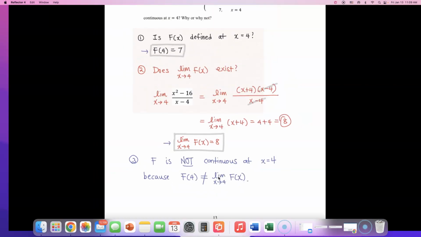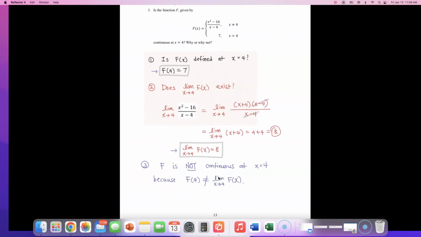On your exam, show me these 3 parts. Find me the function value first. Find me the limit as x approaches that given x value, and compare them. If they are the same, you get to say yes, it is continuous at that point. If they are not the same, like in this case where I got 7 and 8, conclude and say that this function is not continuous at x equals 4 and state that reason.